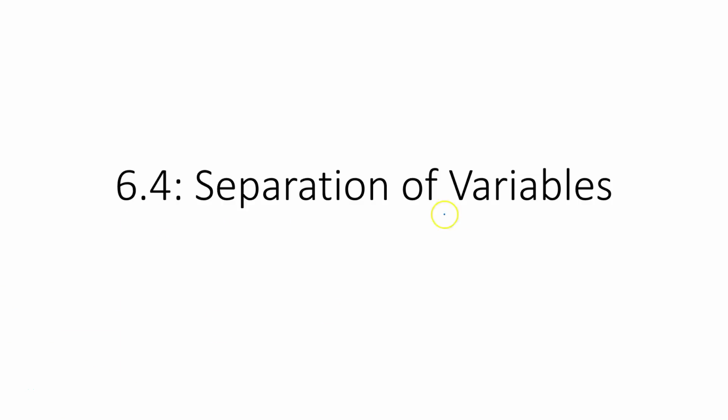Today we're going to learn about 6.4, separation of variables. This is a specific type of differential equation that can only solve certain differential equations, but it's a very simple way that uses a lot of anti-differentiation techniques we've been talking about. So let's first talk about what a separable differential equation is.